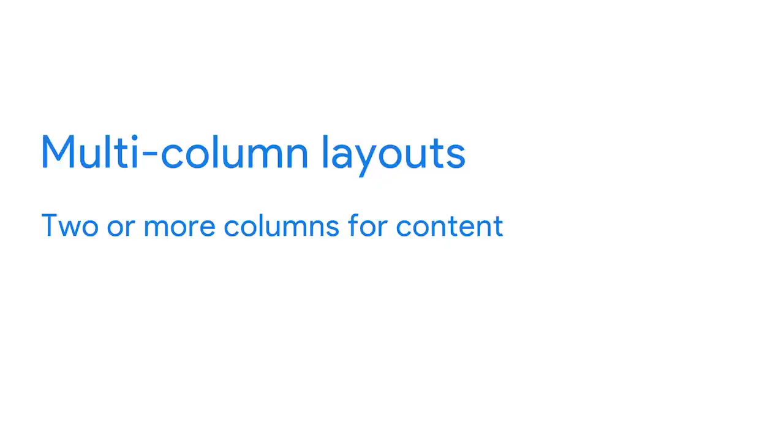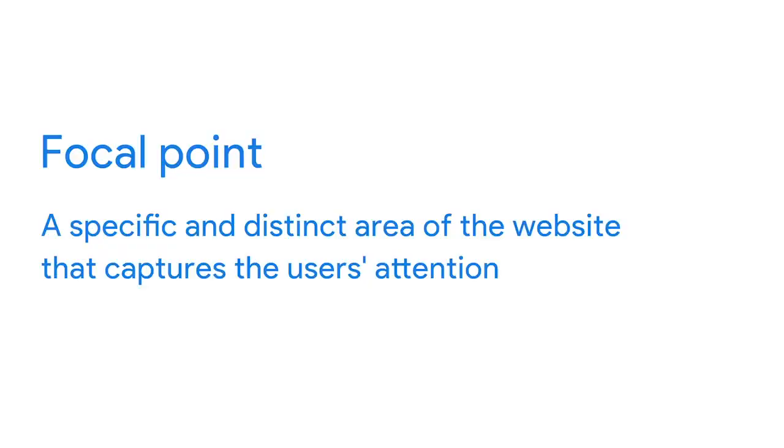Second, let's check out websites with multi-column layouts. Multi-column layouts generally have 2 or more columns for content. You've probably encountered this layout on many desktop websites. If the multi-column layout has 2 columns, there's usually a clear focal point. A focal point is a specific and distinct area of the website that captures users' attention.